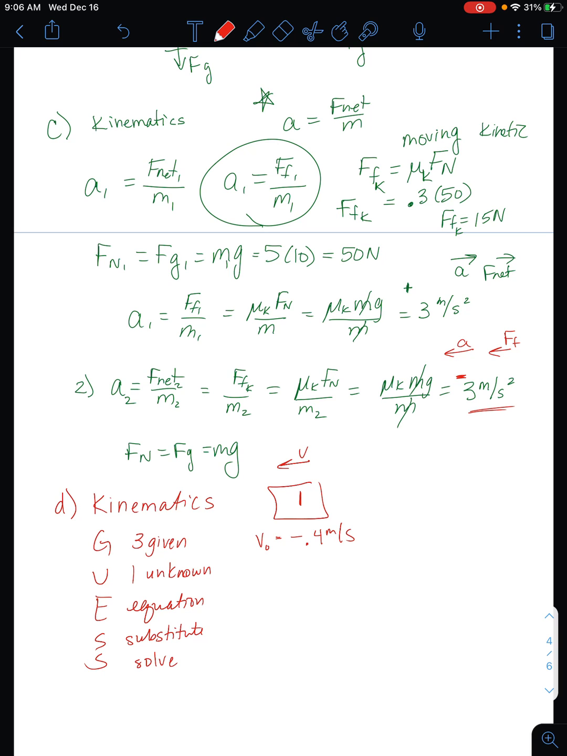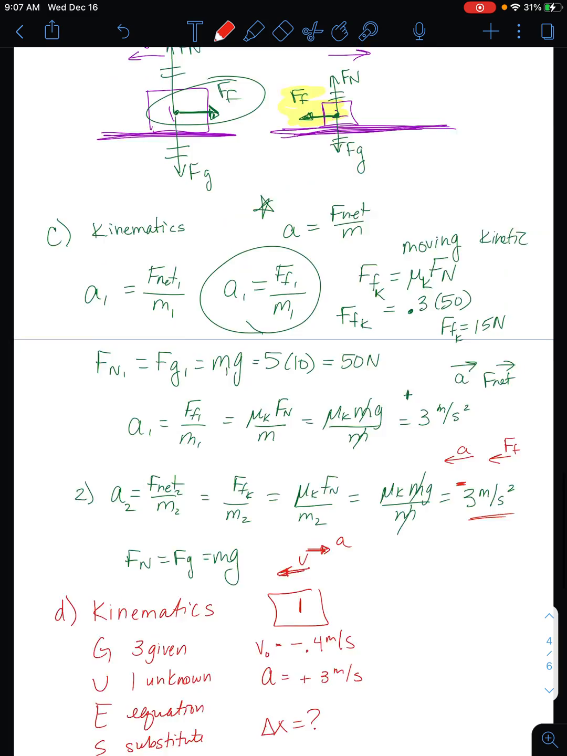And then we also just solve for the acceleration. So the acceleration of this one is going to be positive 3 meters per second squared. It's slowing down, so one of these is positive, one of these is negative. We can say the velocity is negative because it's moving to the left, and the acceleration is positive because it's acting against the velocity. And then I'm looking for the distance. That's my unknown: what is delta x equal to?